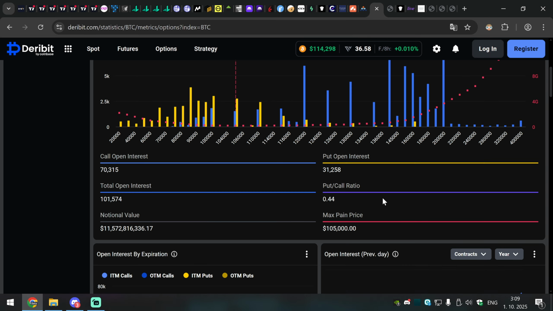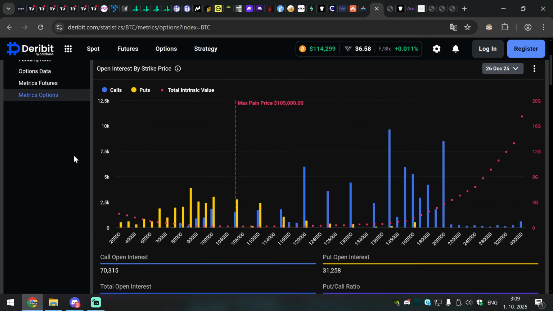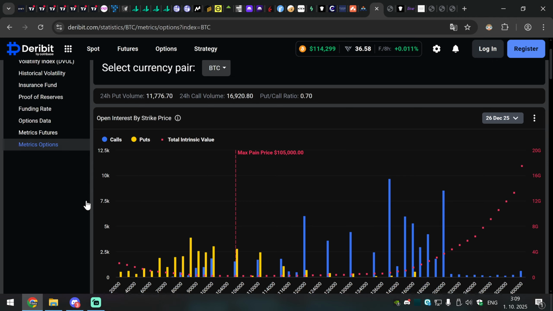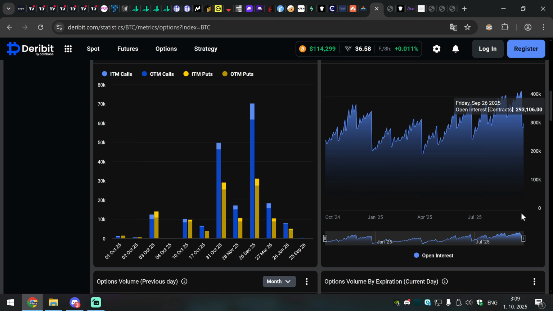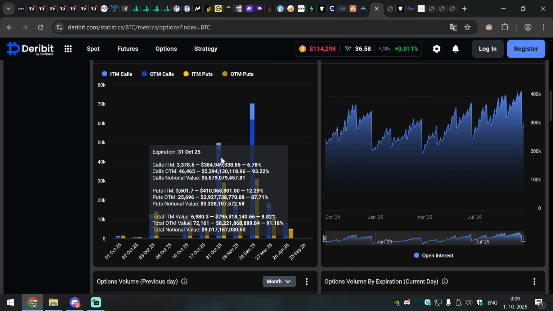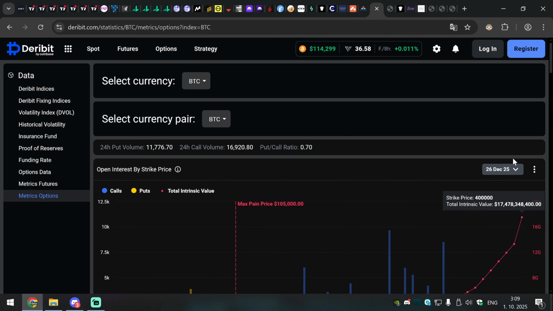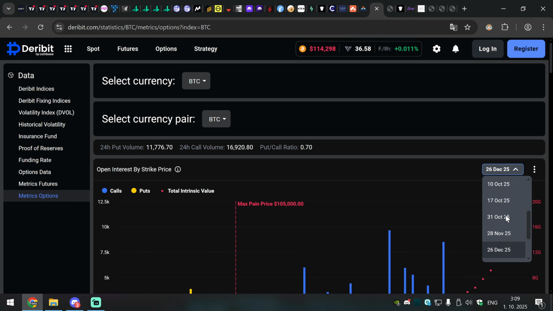Another thing to watch in the option market: we have two major option expiries for the rest of the year. You can watch Deribit. Yes, Deribit is still the king of options. And you can see the main open interest is placed on the 31st of October. We can go here and check the 31st of October.